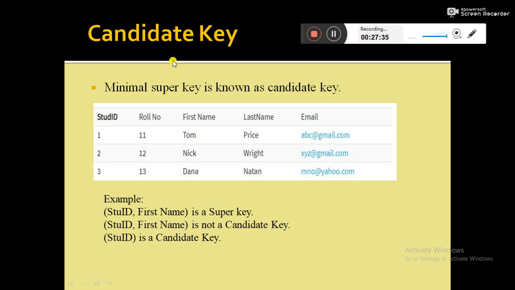The next topic is candidate key. The minimal super key is known as a candidate key. Minimal super key is known as candidate key. Consider the same example.